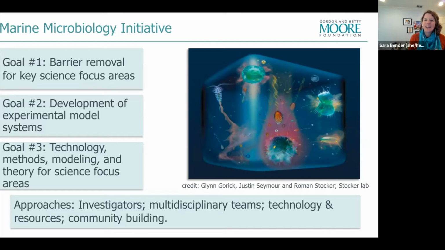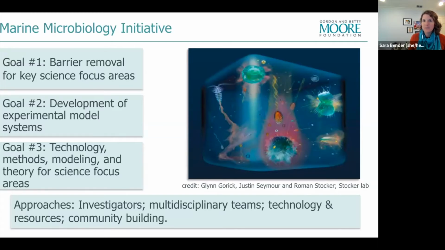And then goal 3, development of technology, methods, modeling, and theory for those science focus areas. Our approaches were to support single investigator awards, multidisciplinary teams, technology and resources, and then of course, community building. After an initial influx of funding for sequencing, including support for Craig Venter's Global Ocean Sampling Expedition, which was in collaboration with the DOE, we then turned our efforts on generating other omic resources.